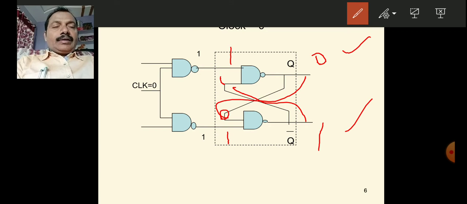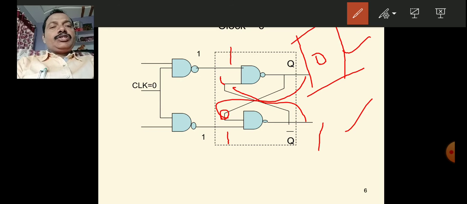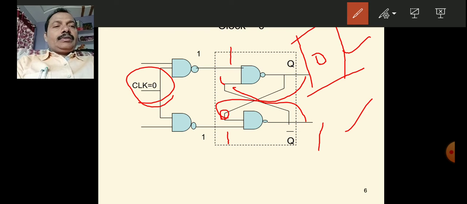When the clock is 0, that is the important note. That means whenever the clock is 0, the flip flop stores the 1 bit information. Here, in our example, the flip flop stored bit 0 when clock is 0, whenever there is no clock applied. So the flip flop stores the binary information 0 in this case.